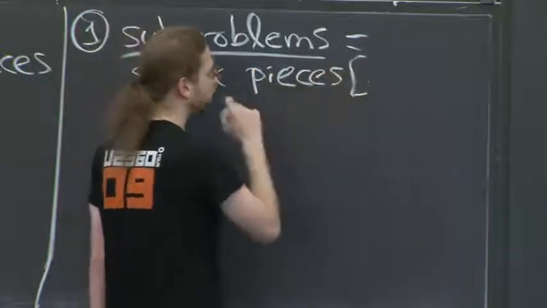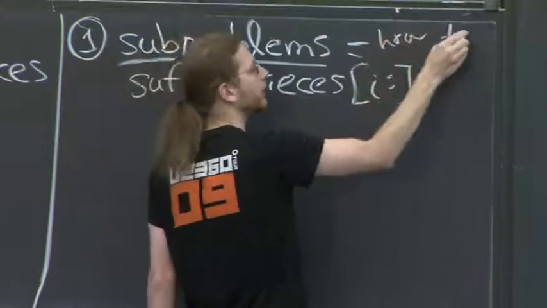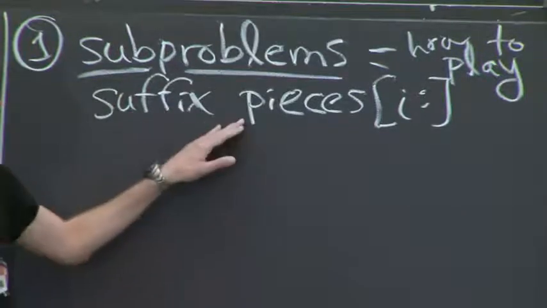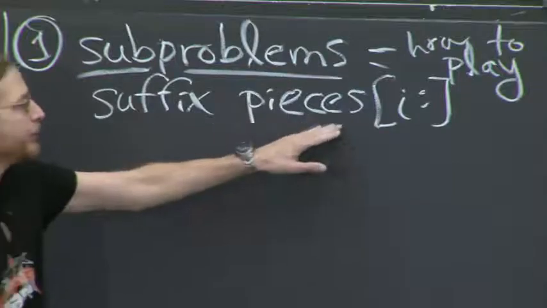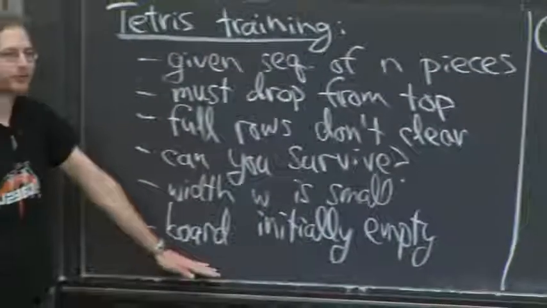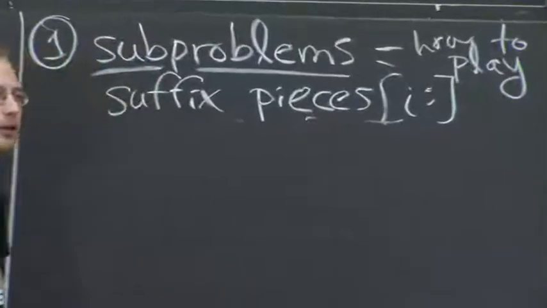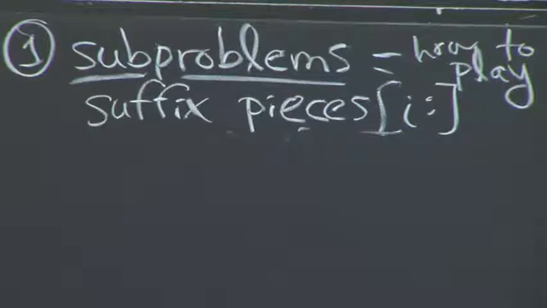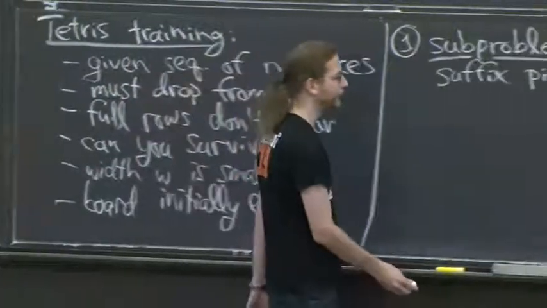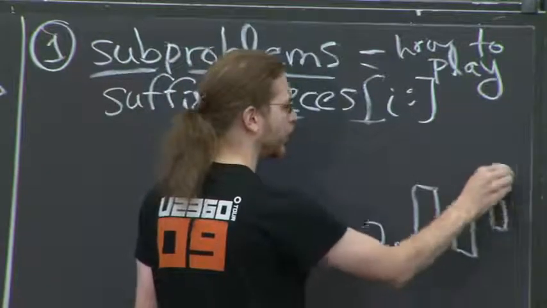How do we play the suffix of pieces i onwards? And just like fingering, this is not enough information. Because if we're going to play from pieces i onward, what we need to know is what the board currently looks like. I said the board is initially empty. That's not going to be the case after you place the very first piece. So in general, after we've placed the first i pieces, we need to know what the board looks like. And here's where I'm going to use all of these assumptions. If you always drop things from the top, and rows don't clear, then all you really care about is how high each column is. This is what you might call the skyline of the board.